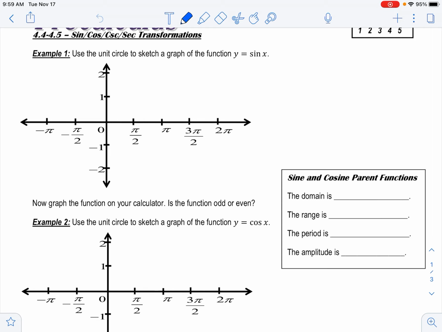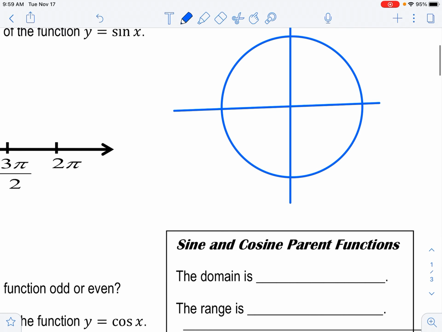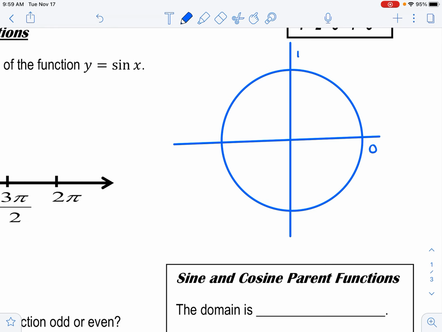Okay, so it says use the unit circle to sketch a graph of the function y equals sine of x. So really quickly off to the side, I'm going to draw a circle, the unit circle. And if you look at the x and the y axis, you can see that you only need the quadrantals for what we've asked you for now. So this is 0 degrees and 0 radians. This is pi over 2 radians. This is pi radians, and this is 3 pi over 2 radians. This is also 2 pi radians.